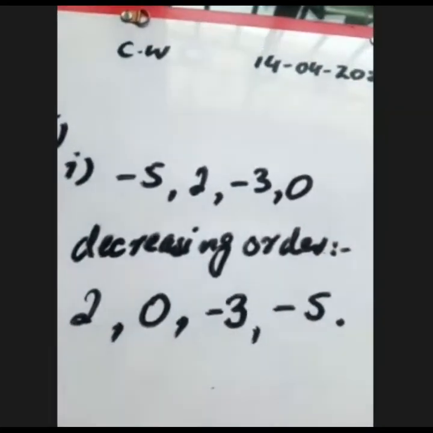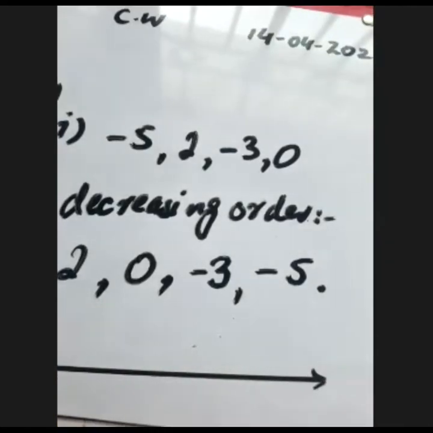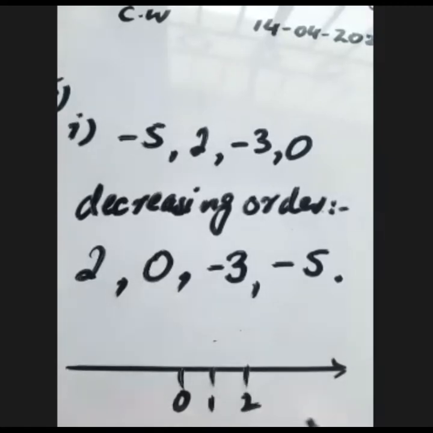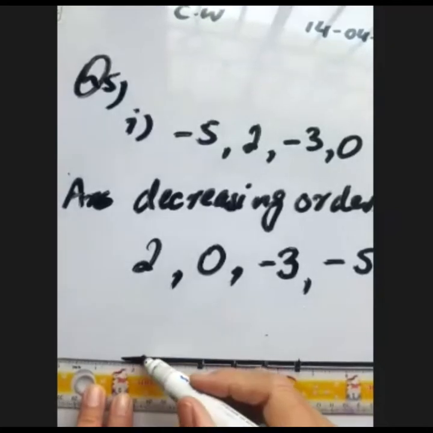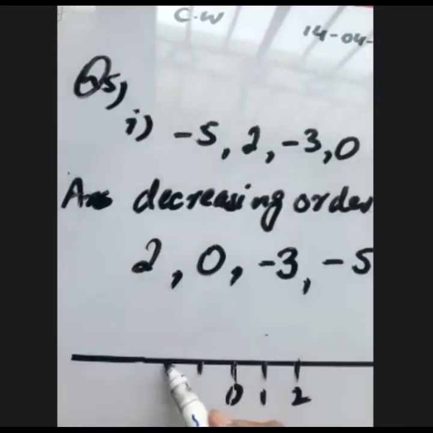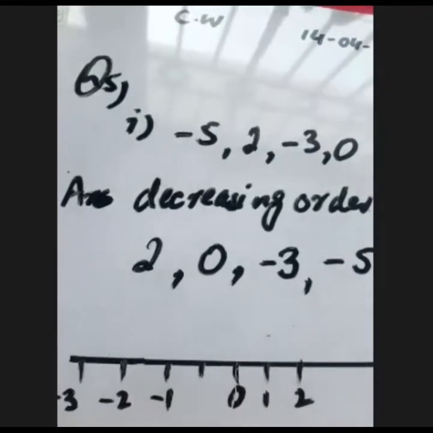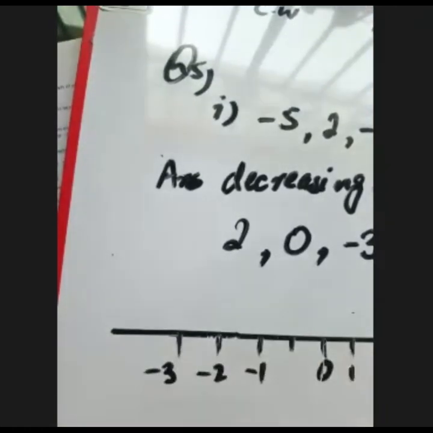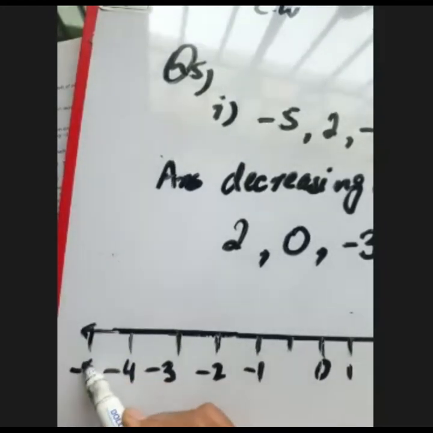You can see on the number line the places of these integers, like I am doing. If 0 is here, 1 and 2, so towards the negative side, minus 1, minus 2, minus 3, minus 4, and then comes minus 5.